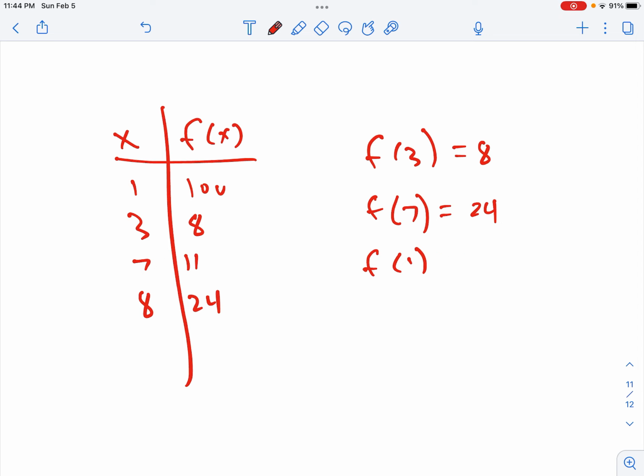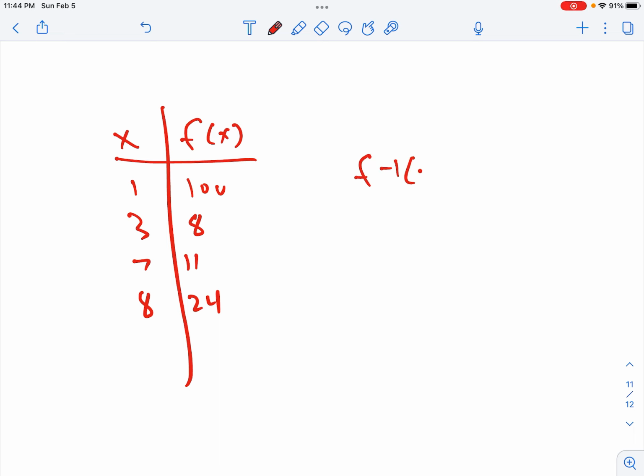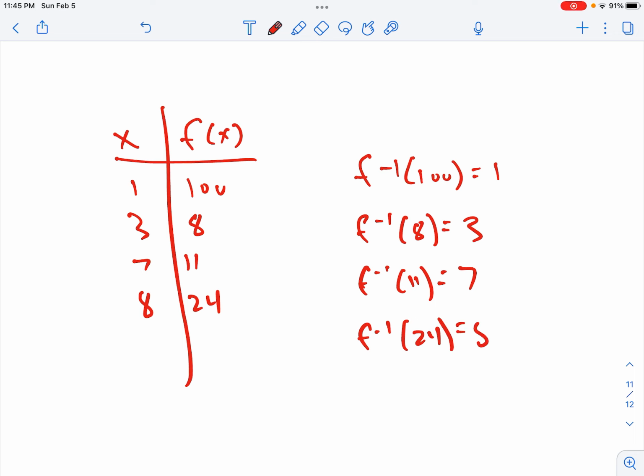Okay, now let's do the same kind of thing, except we're going to go backwards. So moving backwards now, f negative 1 of 100 is 1. The inverse function of 8 is 3. Inverse function of 11 is 7. Inverse function of 24 is 8. Just reversing the flow that we did just now.